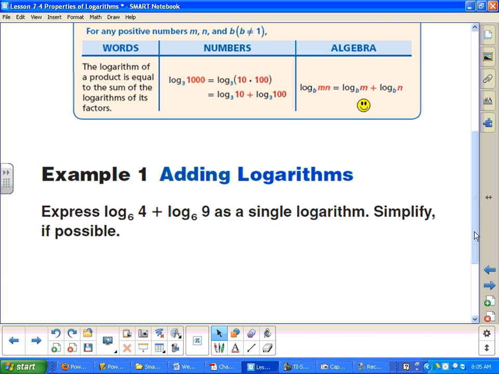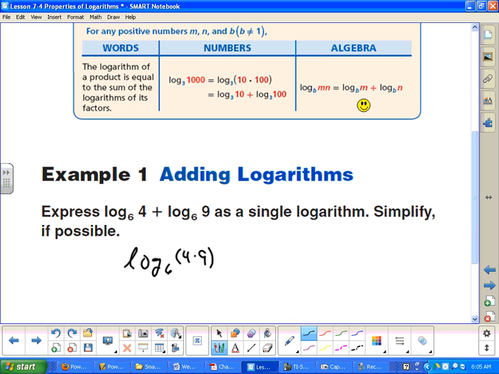So for this problem here then, we can say this is the log base 6 of 4 times 9, or log base 6 of 36. And then it says simplify as possible. Can I simplify this? So think about it. We're looking for an exponent, right? When I'm doing a logarithm, I'm looking for an exponent. Is there an exponent that makes that a true statement?